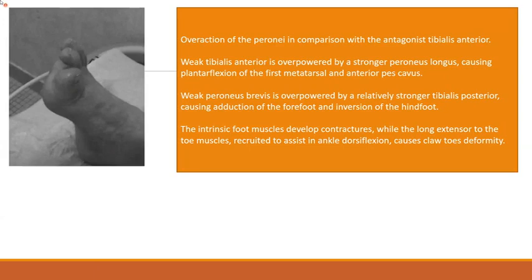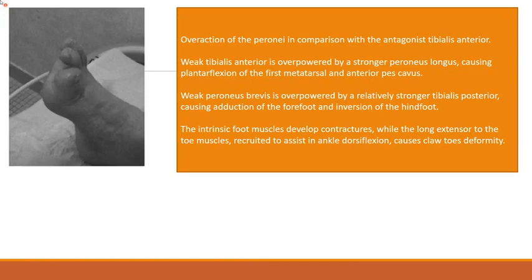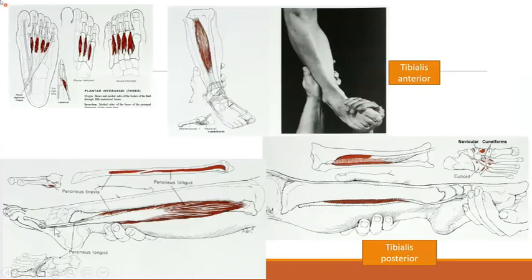So how is a claw foot produced? There is weakness of the intrinsic muscles of the foot. There is fatty infiltration of intrinsic muscles, and these develop contractures along with overaction of the peronei compared to the antagonist. So in these neuropathies, tibialis anterior is weak and it is overpowered by the peroneus longus. This is the peroneus longus muscle. It comes laterally and then goes over medially to the first metatarsal.